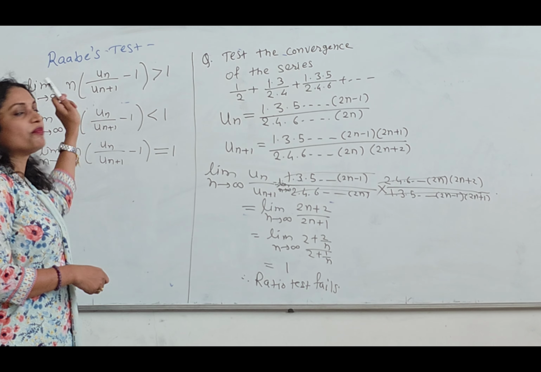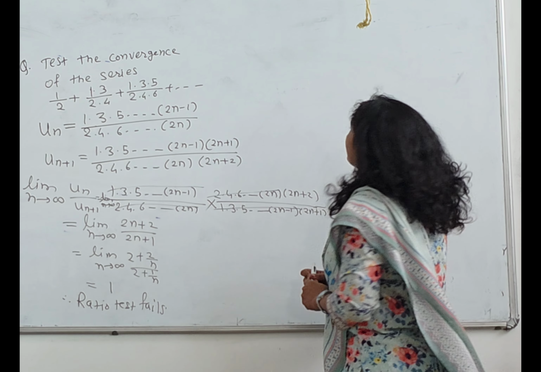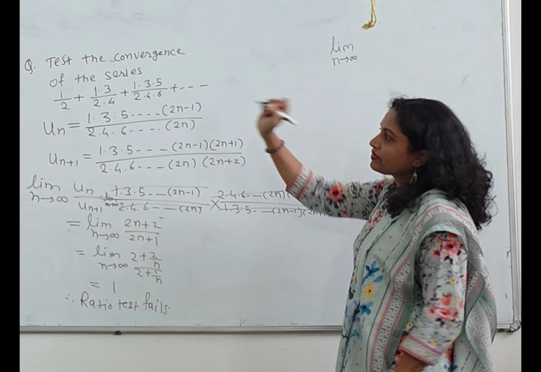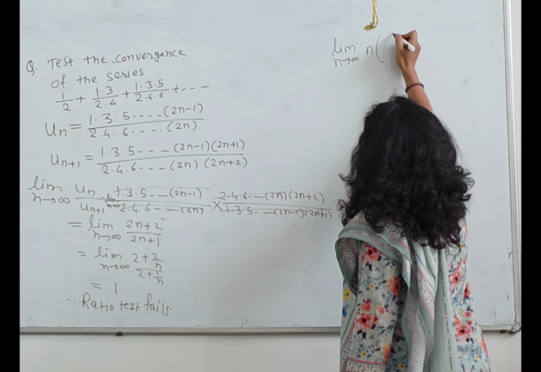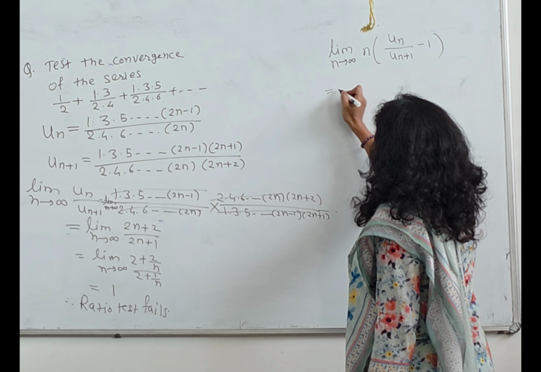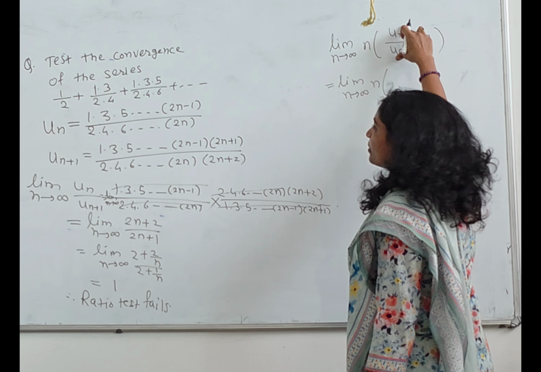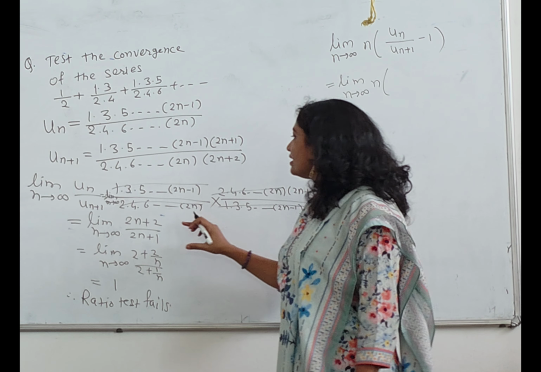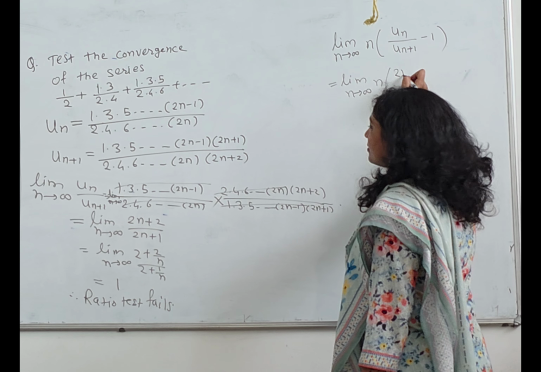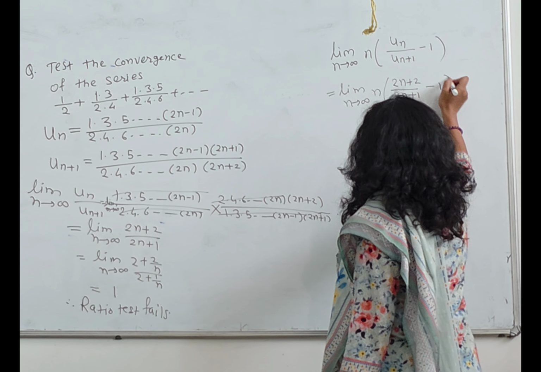So what is the format of Raabe's test? This one. Let's write it. This will be equal to the limit as n tends to infinity of n into un upon un plus 1 minus 1, which will be equal to n into... Now this un upon un plus 1 you can directly take from this step. So that will be 2n plus 2 upon 2n plus 1, minus 1.